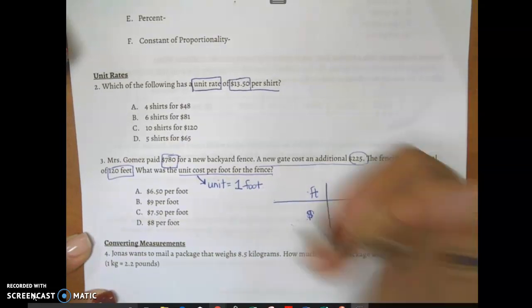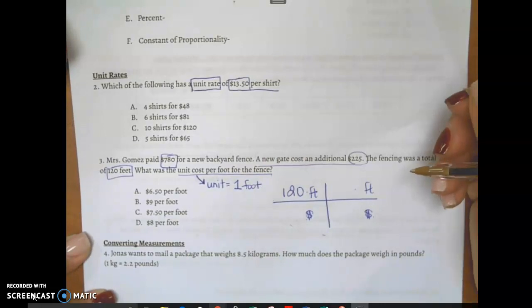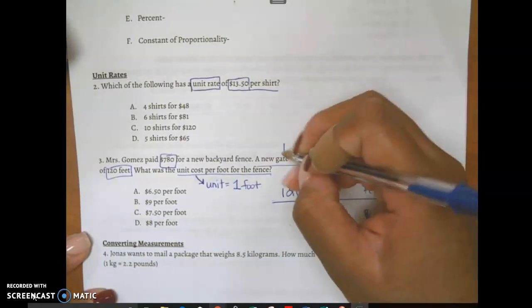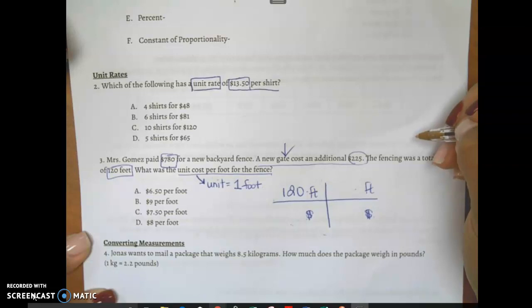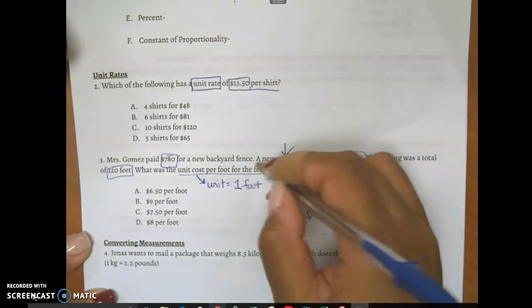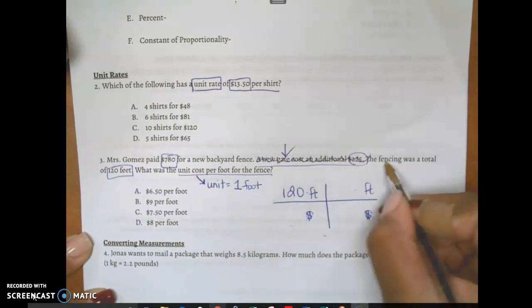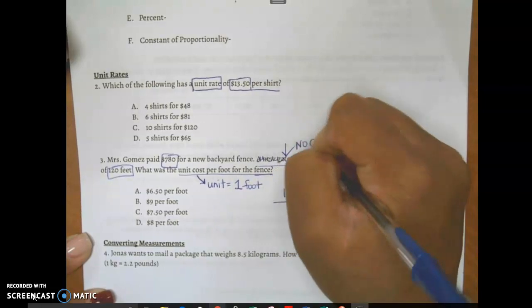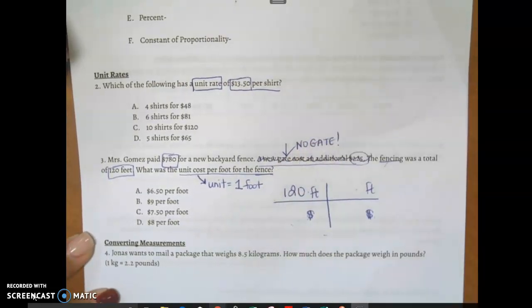They give me 120 feet. And how much does that cost? That says the gate. So what does that mean I don't need? The gate. I don't need this information. They're trying to trick me because they're asking about fencing. No gate. That is the mistake that I made.